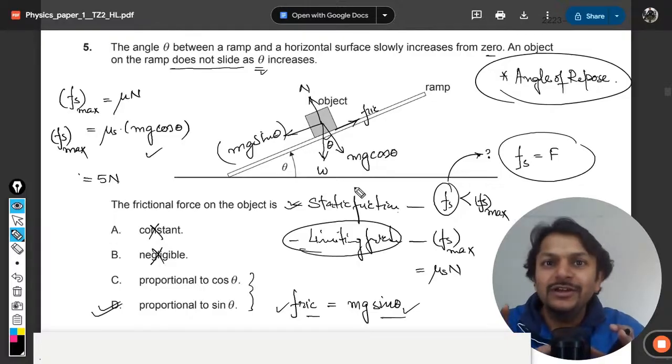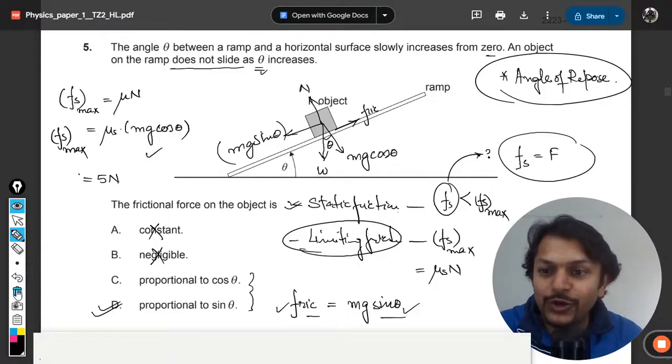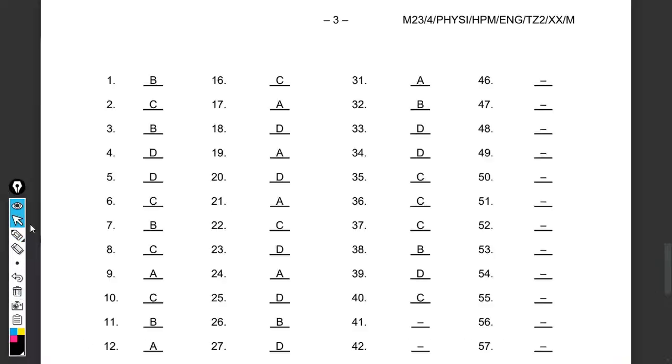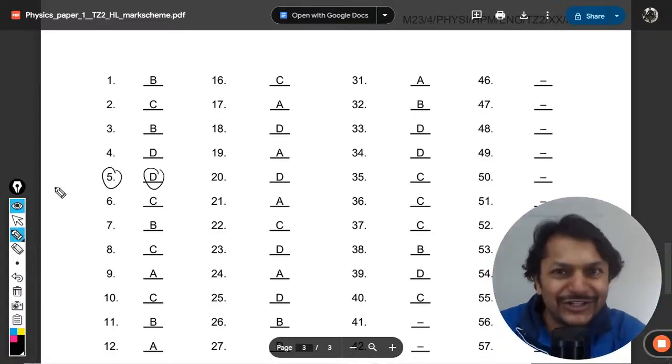So this question is a $1 million question, no doubt about that. Okay, dear students, so this is how we do this question. So the answer will be D. Let us see in the mark scheme if the answer is D. Yes, it was question number 5, and yes, the answer is D. So this is how we do this question.